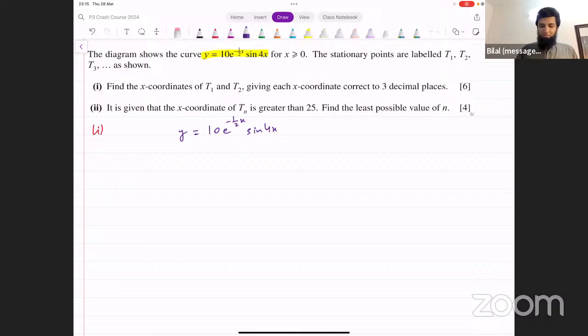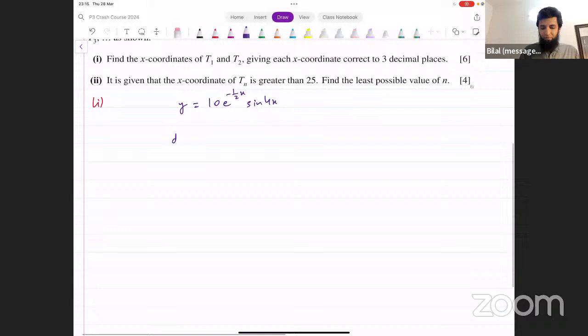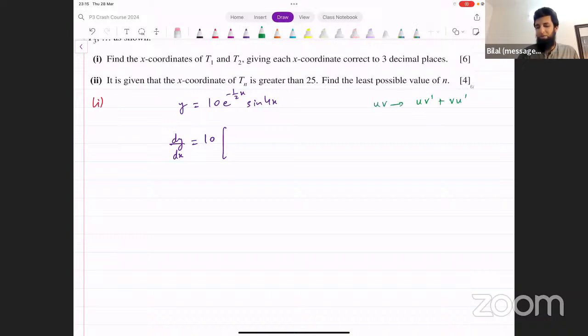Okay. Now, how do you differentiate it? It's a product. So when you're differentiating, you'll have to use the product rule. Now 10 is a constant. You can just keep it outside like this and then apply the product rule. Remember, what's the product rule? The derivative of uv is uv dash plus vu dash.